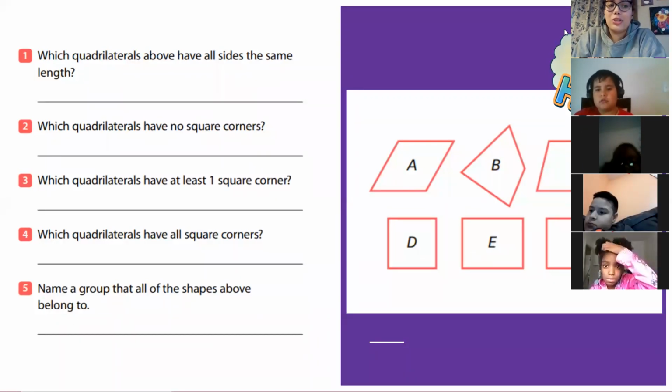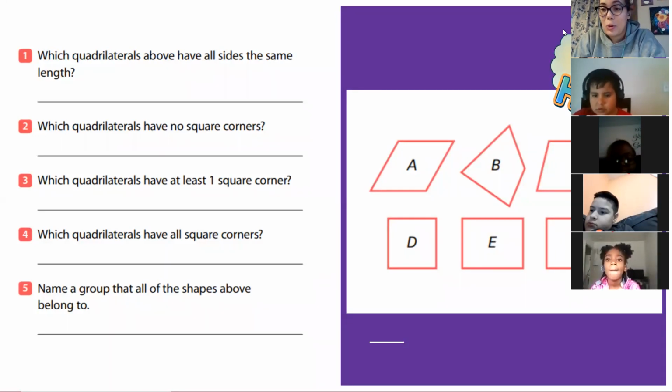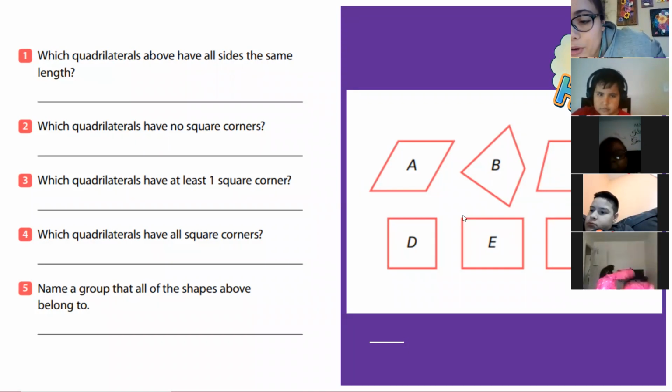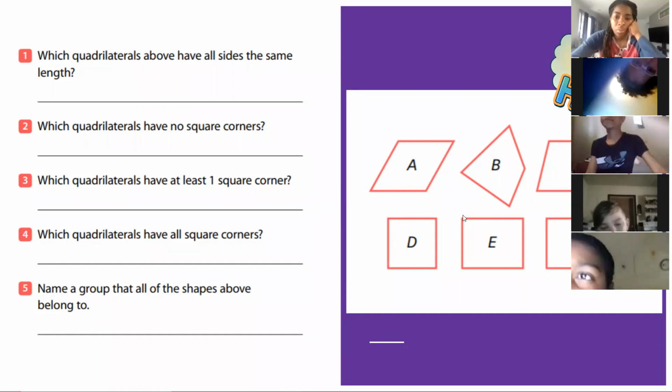And I want you to use numbers 1 through 4. Look at the questions to help you answer number 5. A lot of you just gave me letters, and I wasn't looking for letters. I said I'm looking for one word that could name what all of these are. Who knows what kinds of shapes all of these shapes are?